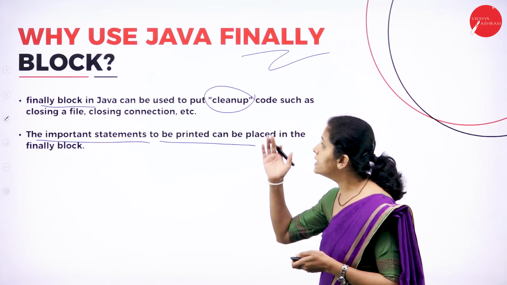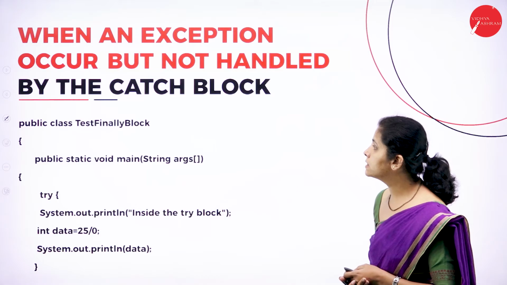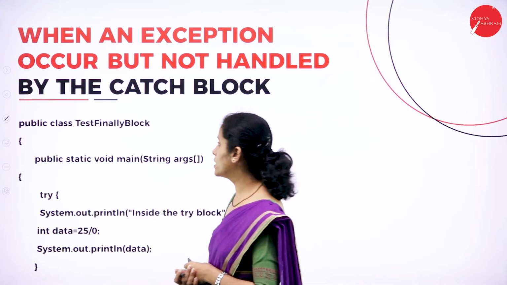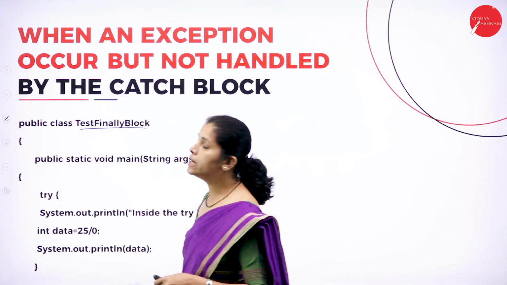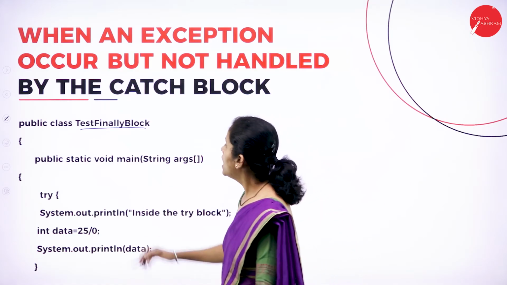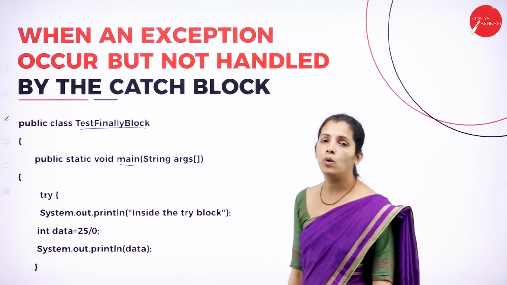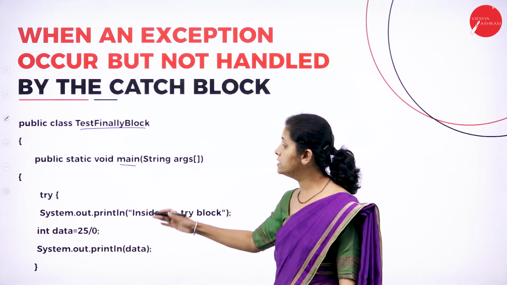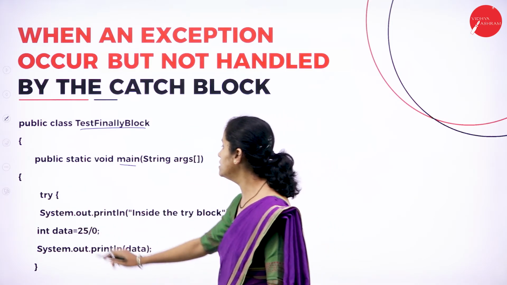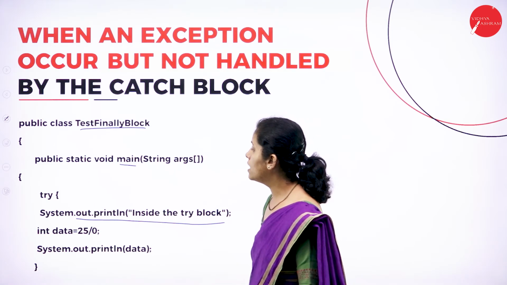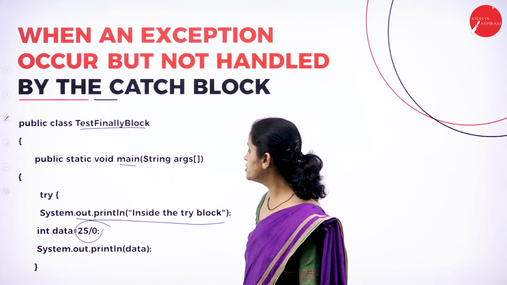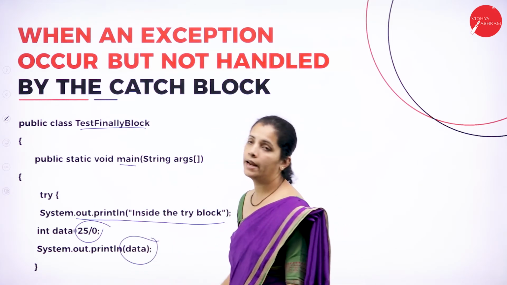So dear student, let's see an example for this topic, that is how I can make use of the finally block in my program. So I'm going to have a class called test finally block, and I'm going to write the main program, and whatever statements I want to execute should be written in my try block. So here I have written, inside the try block, a 25 divided by 0 arithmetic operation, and I'm going to print the data.